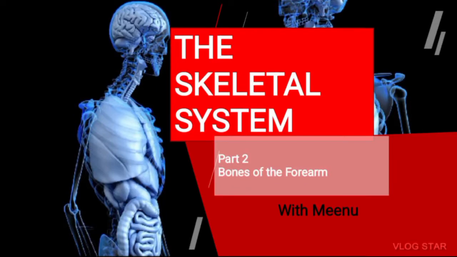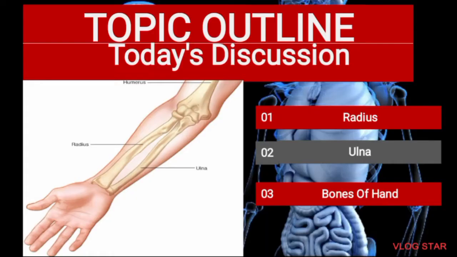Hello friends, myself Meenu and we are going to continue part 2 of the skeletal system: bones of the forearm and hand. So let's go ahead. Today's topic is radius, ulna and bones of the hand.